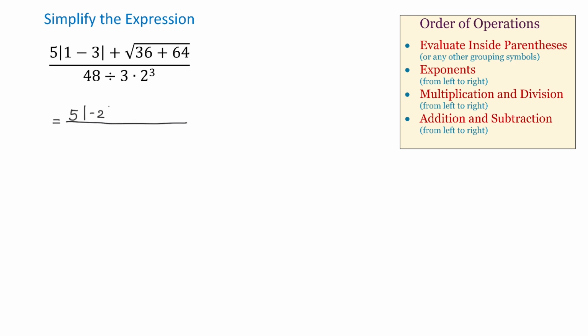3 is negative 2. Inside the square root, 36 plus 64 equals 100. Make sure you don't take the square root of each of these individual numbers. You could do that only if you would have a product of 36 and 64. In this case, you could take the square root of 36 and the square root of 64. Then you would have 6 times 8, and that would be 48. However, when we have addition, we cannot take the square root of each individual term.